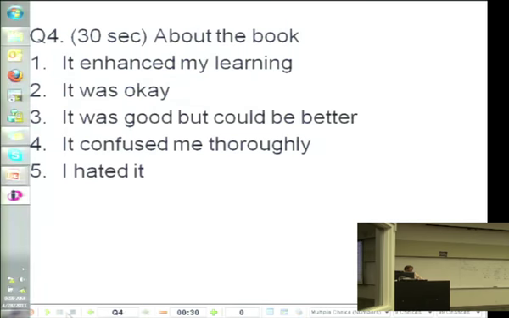So here's where you can stoke my ego, or brutally maim my ego. Well, at least nobody said they hated it. It was okay, it was good. Nobody said it confused me. So I'm happy that nobody chose 4 and 5. Although somebody chose 6, I don't know what that is.